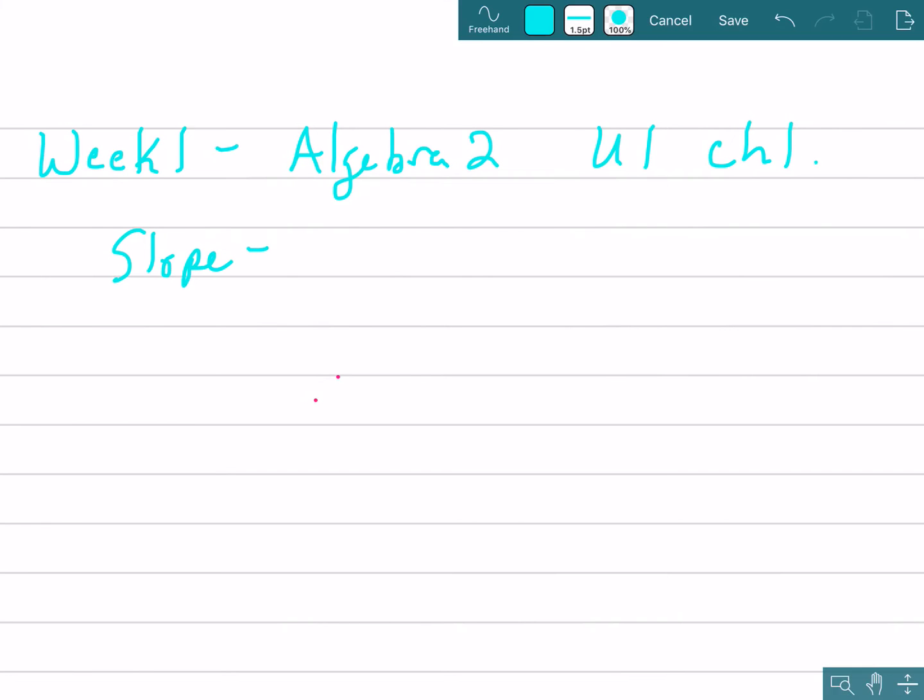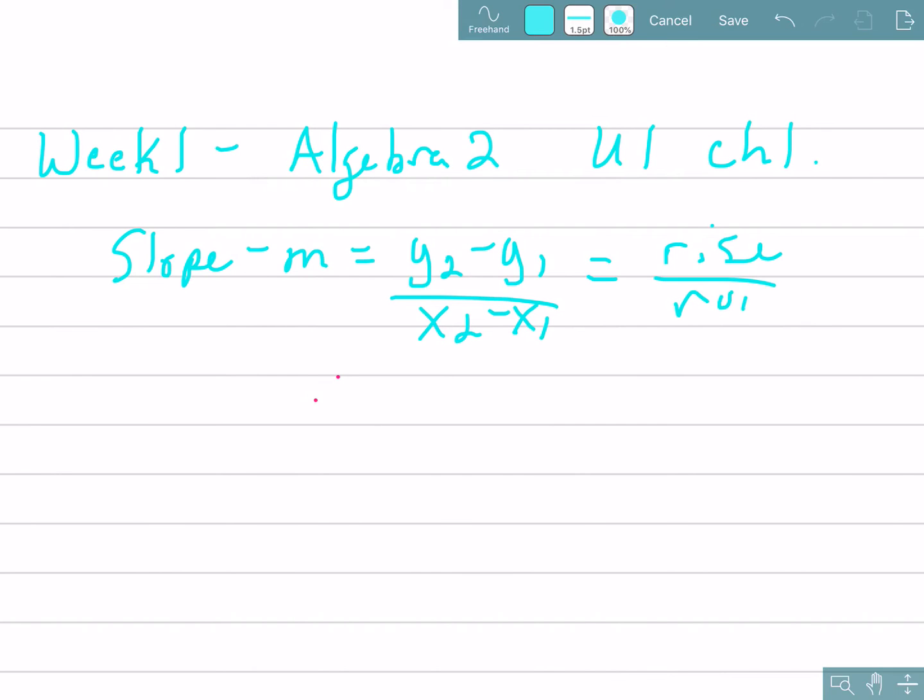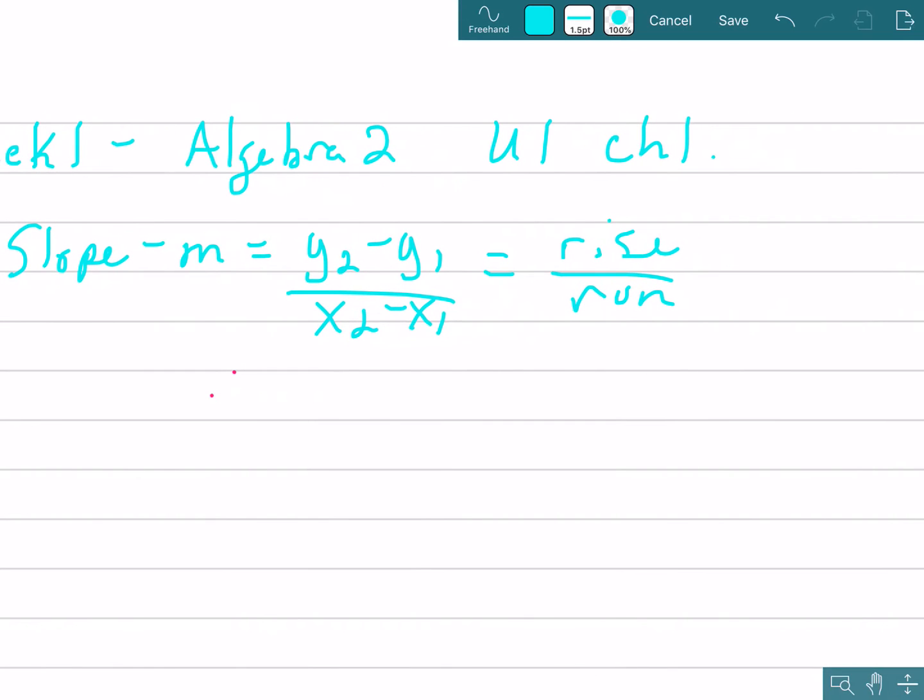So slope, just to recap what you learned from Algebra 1, we use m as that variable, and there's a formula here. We do y2 minus y1 over x2 minus x1. It can also be defined as rise over run, or my personal favorite, delta y over delta x.